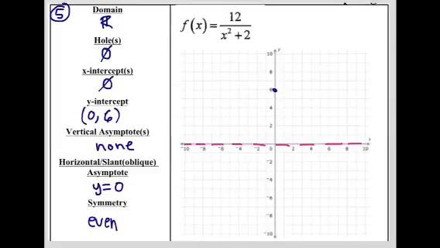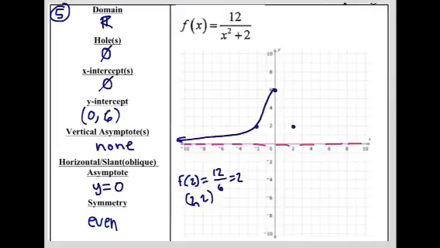So f of 2: I get 12 over 2 squared, which is 4, plus 2 is 6, so that gives me 2. So (2, 2), I have a point right here. And I automatically have a point right here because it's symmetric with respect to the y-axis. That's enough to connect them and then go towards the asymptote in both directions. And that's it.